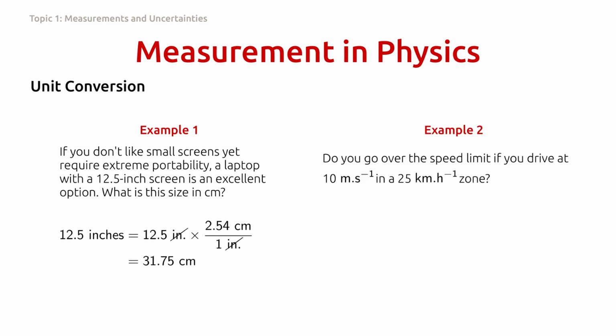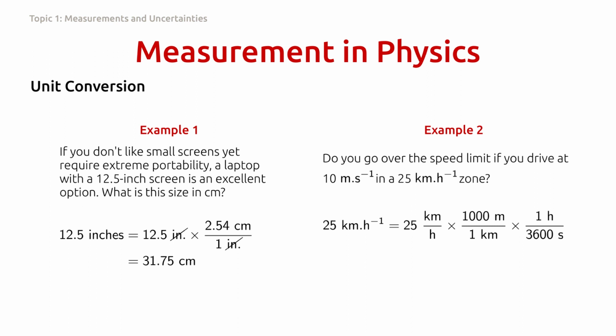Example 2. Do you go over the speed limit if you drive at 10 meters per second in a 25 kilometers per hour zone? We could convert 10 meters per second into kilometers per hour, but what we want to do here is convert 25 kilometers per hour into meters per second. First, let us express this exponential format of kilometer hour to the power of minus 1 into a fraction as kilometer per hour.